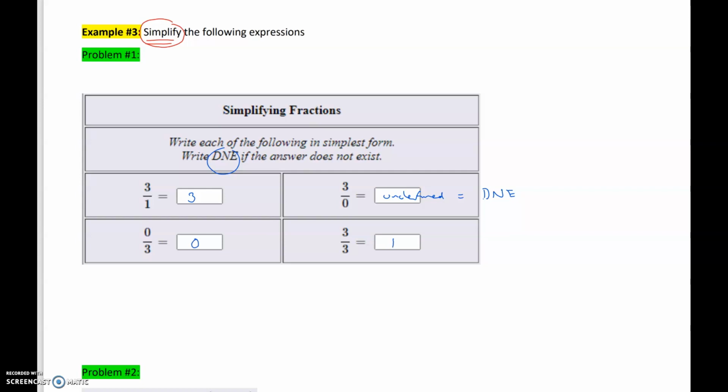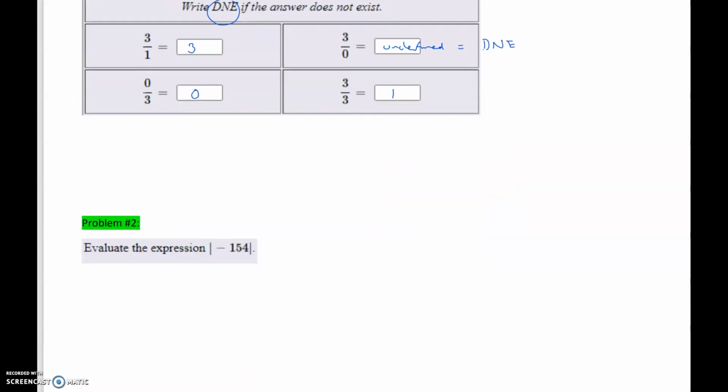For any other problem that they want you to do a division by 0, the proper answer would be undefined, except that here I got it from the software, so they want you to write it as DNE. Let's move on to problem 2.